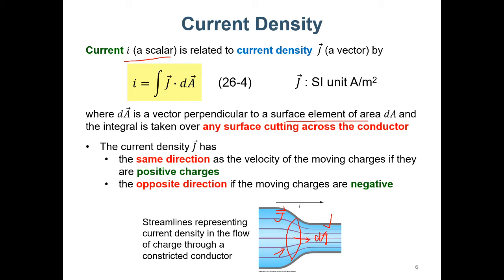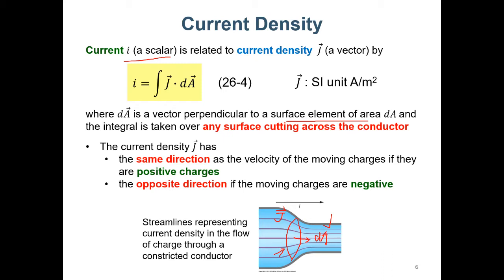But for that one, we consider a closed surface, but here we don't necessarily consider a closed surface. So an integration is taken over any surface cutting across the conductor. Then we can consider the current going through. So we just cut through the conductor, then this is the current going through this part.